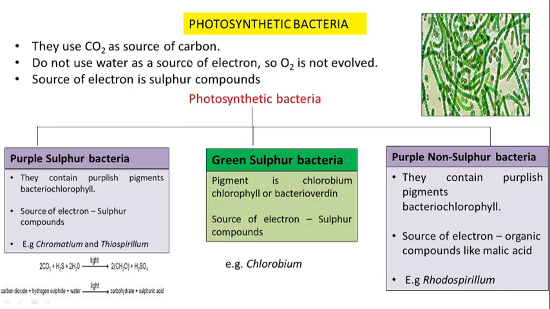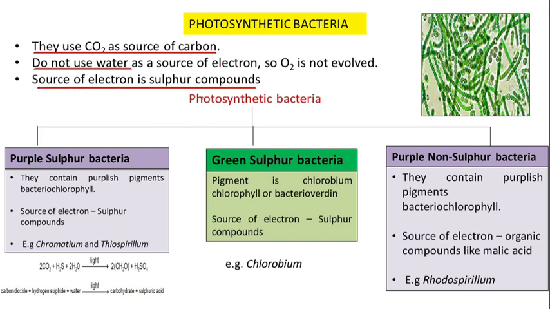Okay, so the first type is photosynthetic bacteria. Photosynthetic bacteria are the bacteria which can use CO2 as a source of carbon. They do not use water as a source of electrons, so in such bacteria, oxygen is not evolved. The source of electrons is sulfur compounds.